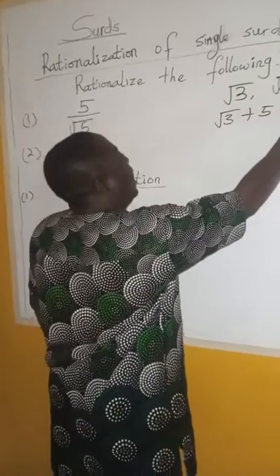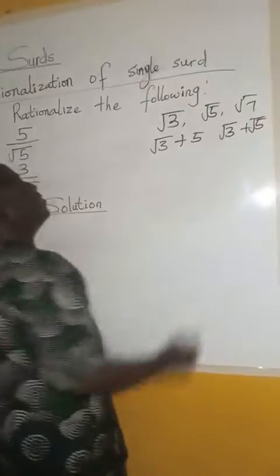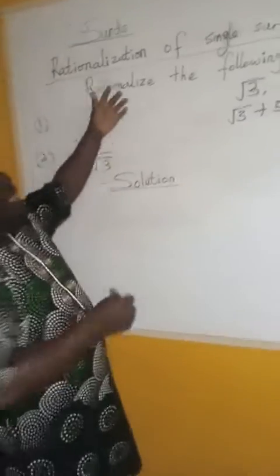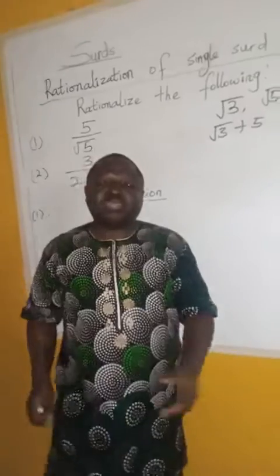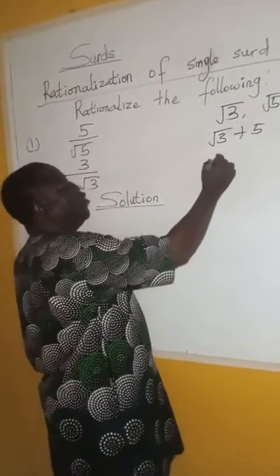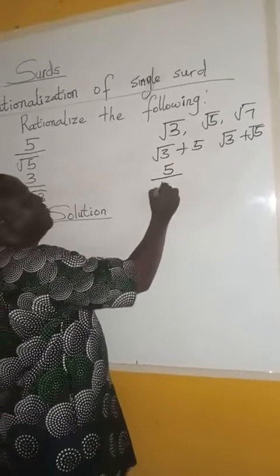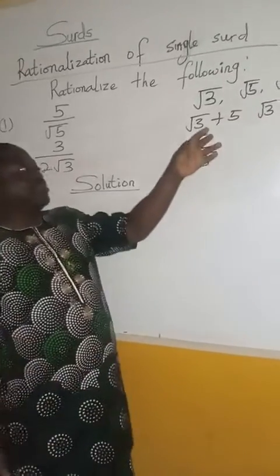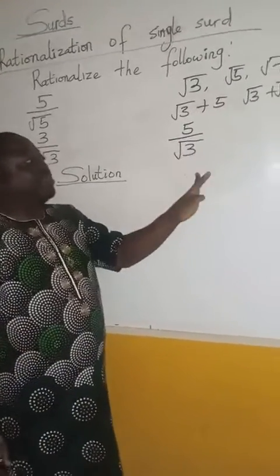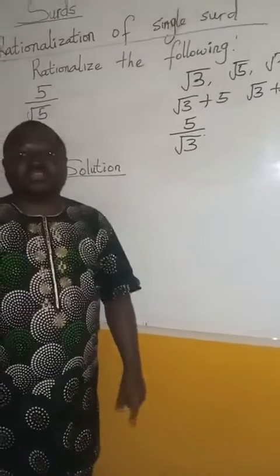If I have root 3 plus root 5, I will call this a compound surd. So now, why do we need to rationalize? Most times, we have a surd in form of a fraction. For instance, 5 over root 3. This is a surd, but there is a numerator and there is a denominator. So this is a surd in form of fraction.